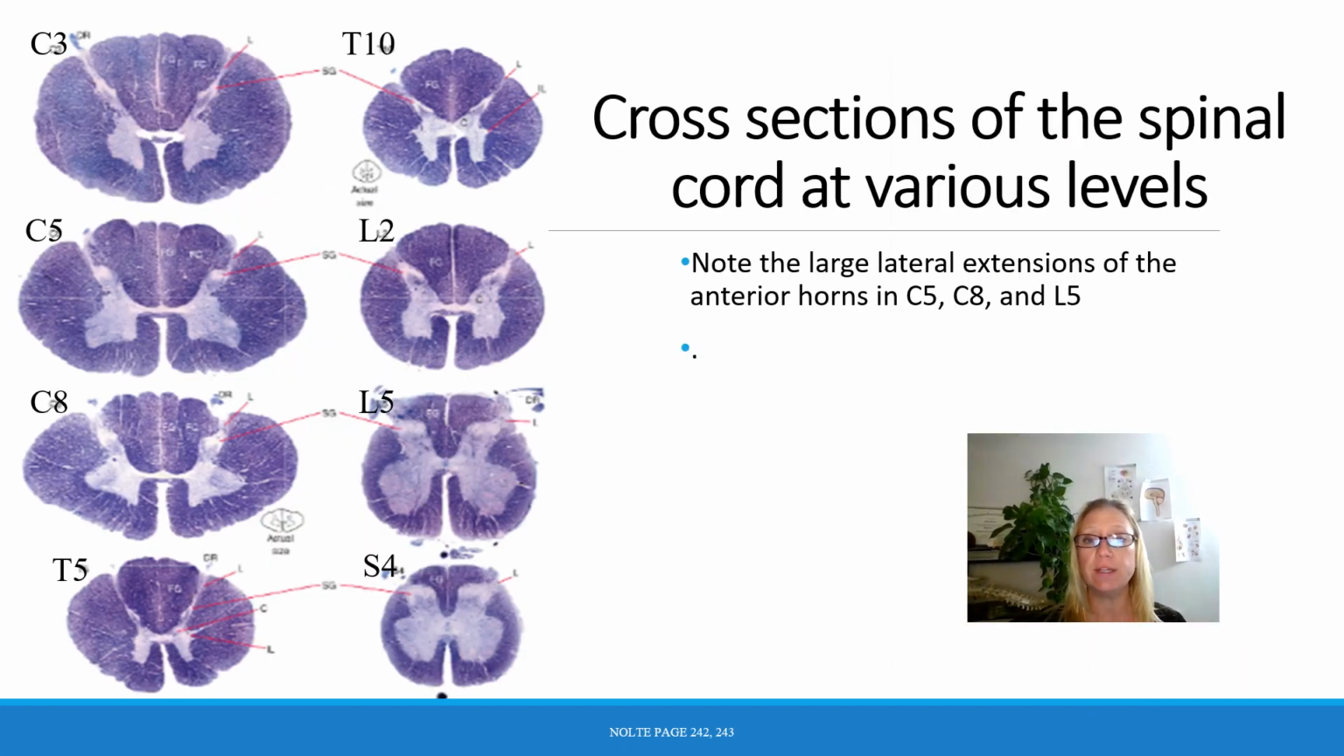Different cross sections are going to look different at these different levels, so they do different things, right? It's a neat thing to look at. So C3, C5, C8, T5 over on the left. Then you can see T10, L2, L5, S4. And look at the difference in the gray matter to white matter ratio. I think that's neat looking. Okay, so just a couple of cool pictures to give you some perspective.